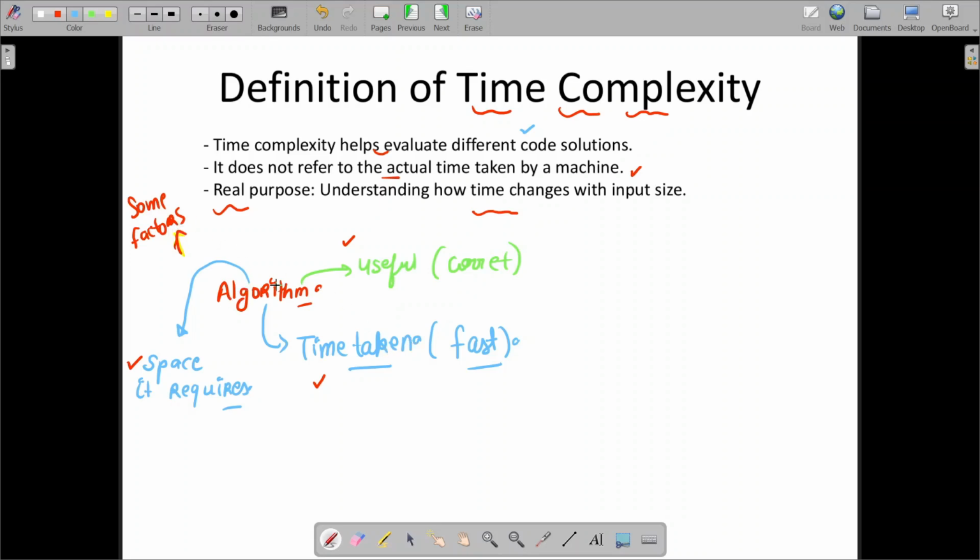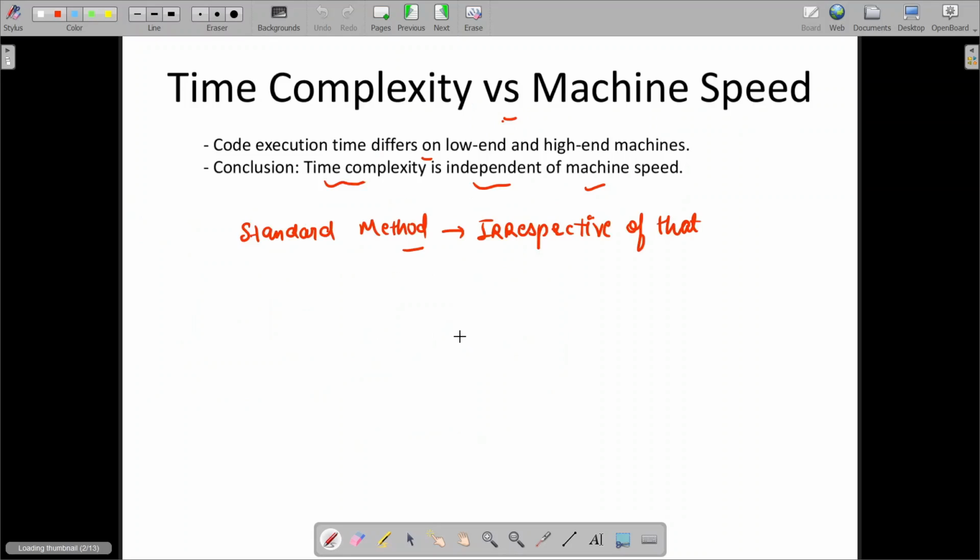So it's how I change my input and how your algorithm changes accordingly. We talked about the factors the algorithm depends on: it should be correct, it should be fast enough to give solutions quickly, and we should consider the space it requires. Majorly we are concerned with these three things. We already talked about time complexity, and the standard method we will follow irrespective of machine speed. Okay, so let's try now.